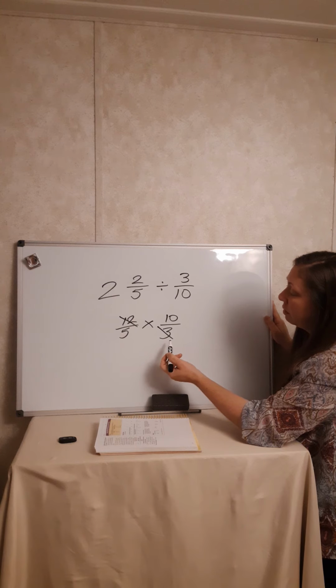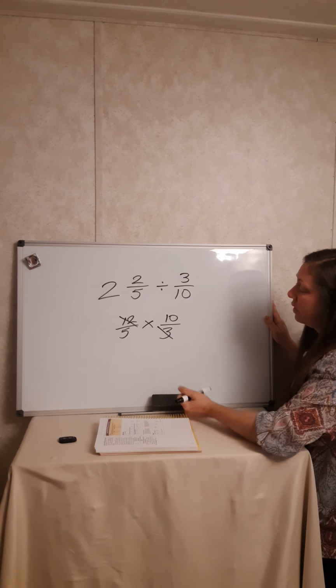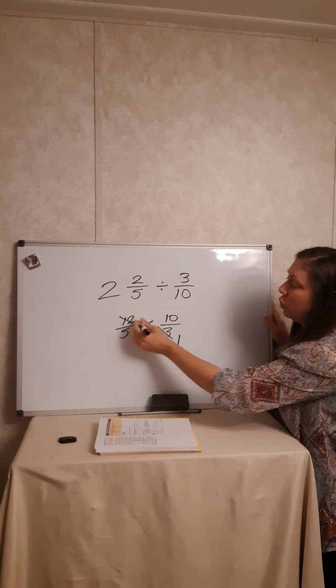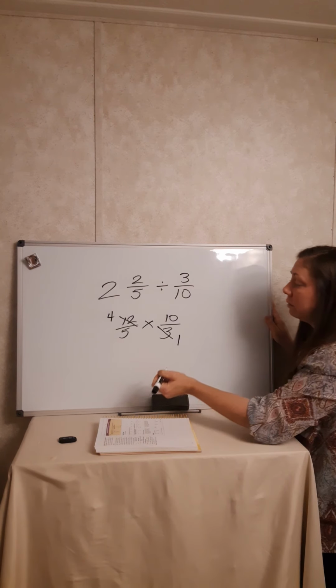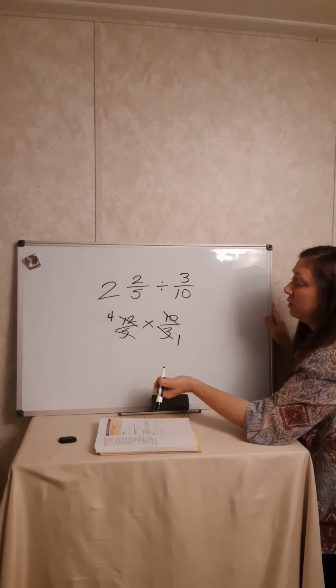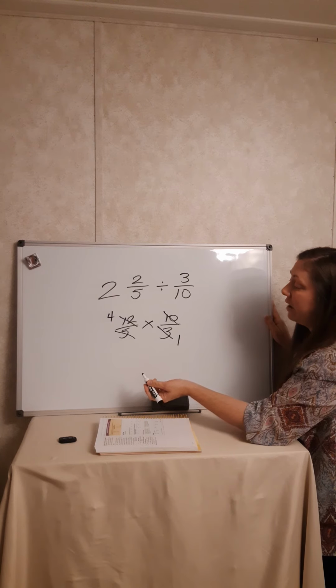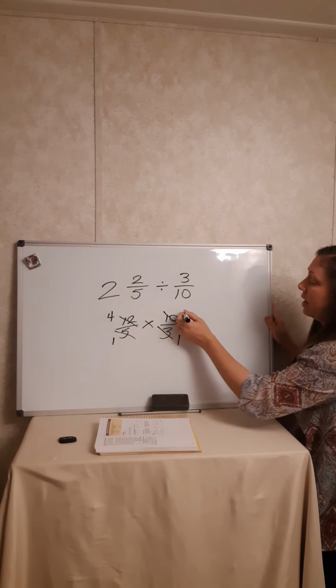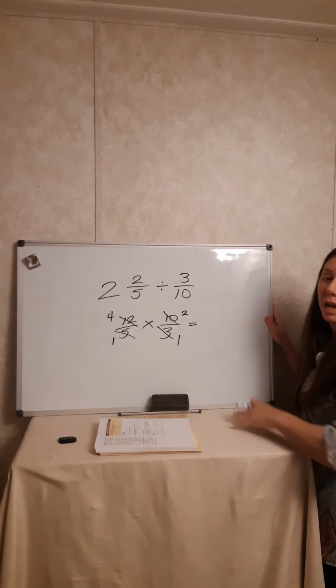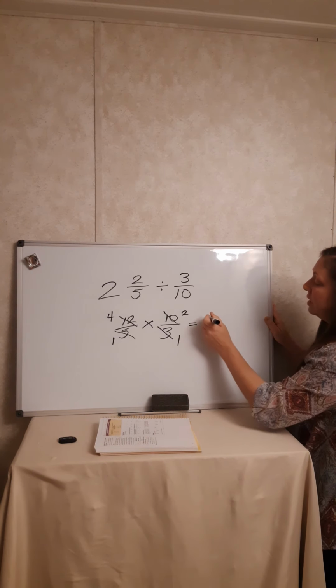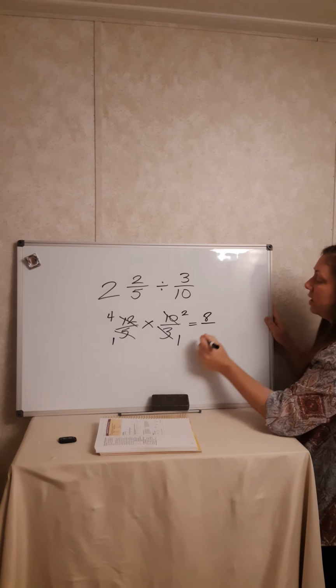3 divides into 3, it also divides into 12, so 3 divided by 3 is 1. 12 divided by 3 would be 4. The 10 and the 5, both divided by 5. 5 divided by 5 is 1. 10 divided by 5 is 2. Multiply across. 4 times 2 is 8. 1 times 1 is 1.